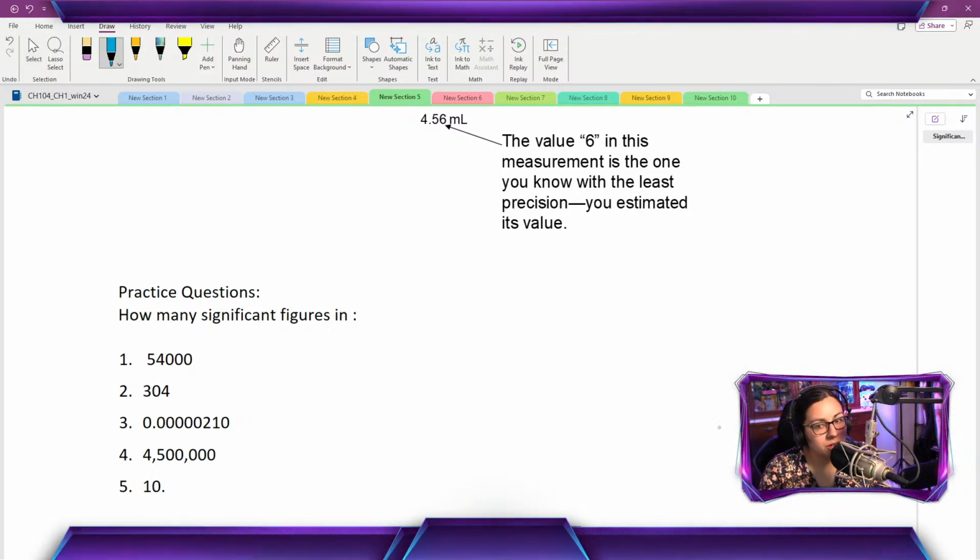So let's at least start looking at them. So number 1, we have 54,000. How many sig figs in that one? And so this one is only 2. And again, this goes back to, can we rewrite it? And so 1, 2, 3, 4. So that would be 5.4 times 10 to the 4th is another way to write it. And so writing it this way clearly shows that we have 2 sig figs. What about 304? What do we get?